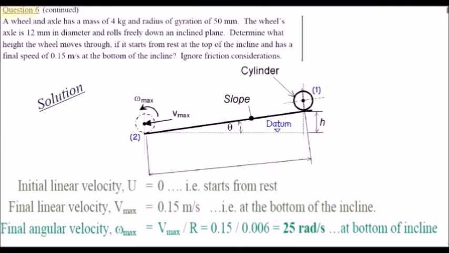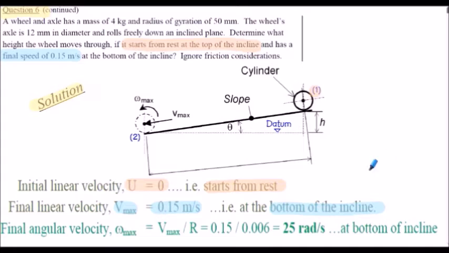Question 6, solution continued. We know at position 1 at the top of the incline, the wheel and axle is stationary, so the initial velocity is 0 because it starts from rest, as stated in the question. And at the bottom of the incline, the final speed is 0.15 meters per second. So the maximum linear velocity is 0.15 meters per second, at the bottom of the incline.